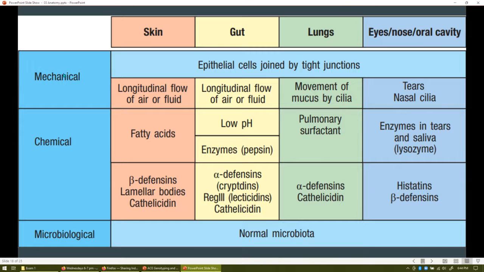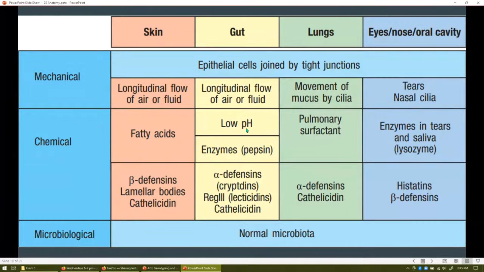And then you not only have those mechanical mechanisms of preventing infection, you also have chemical mechanisms of preventing infection at these barriers. The skin has fatty acids that actually decrease the pH of the skin and make it pretty inhospitable to a lot of microbes, especially ones that could cause disease. It tends to select for microbes that are not going to cause disease. You have beta defensin, lamellar bodies, and cathelicidin, which are antimicrobial proteins on the skin.